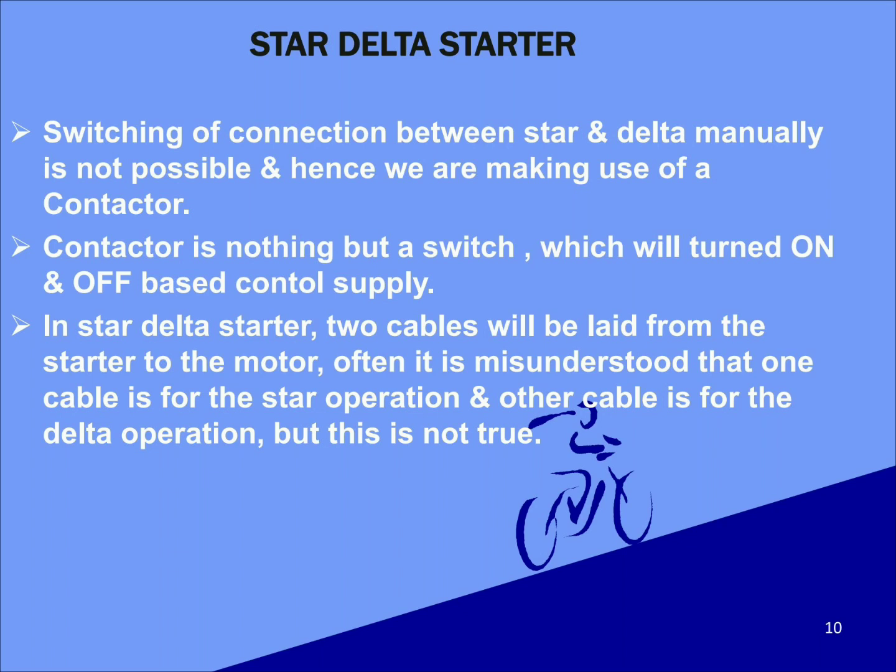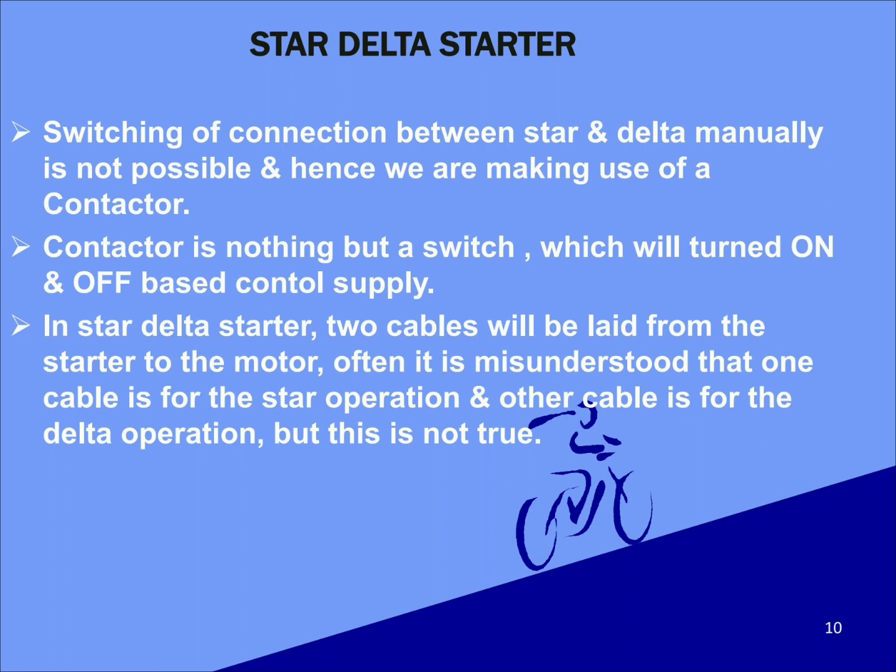Now let's discuss the star delta starter. A star delta starter makes use of contactors which will be switched on and off based on the control power supply provided by a timer. And there are two cables laid from the starter to the motor. It's often misunderstood that one cable is for the star and the other is for the delta operation.